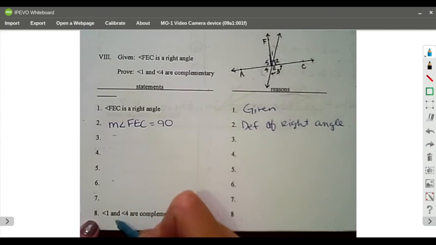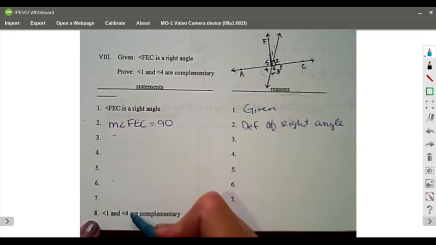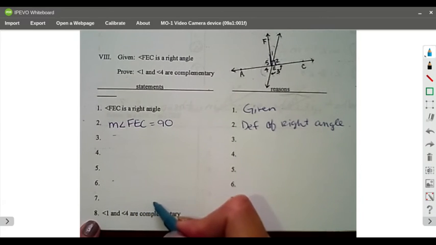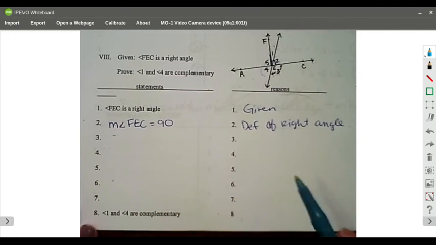What else? I know that I want it to eventually say 1 and 4 are complementary. So think about what you would have to say right before that in order for you to conclude that 1 and 4 are complementary. So I know that I probably am going to have here that the measure of angle 1 plus measure of angle 4 equals 90, right? That's how we could determine that they're complementary. So we need to get it on there somewhere that some angles add to 90. So we can't go straight to saying 1 plus 2 add to 90, even though it's obvious that they do. What we would first have to do is use angle addition and show that 1 plus 2 equal FEC. And then since FEC equals 90, we can say 1 plus 2 equals 90.